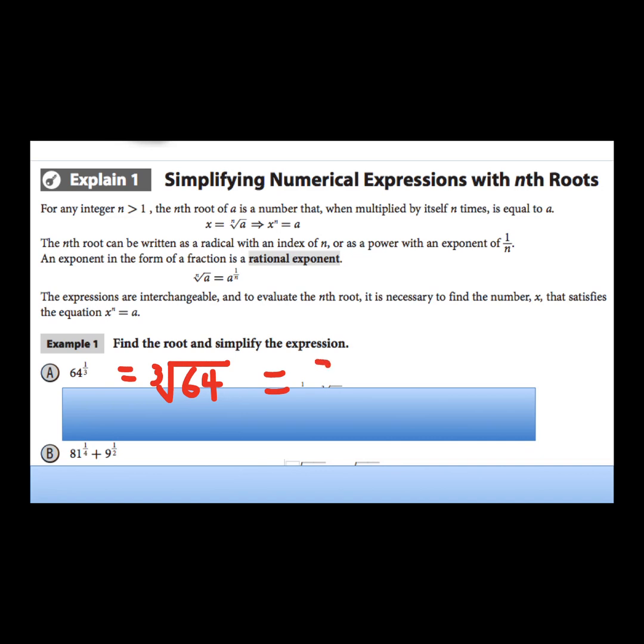And if we rewrite the number 64 as 4 to the third, because 4 times 4 times 4 is 64, we can cancel out the cube root and the power.